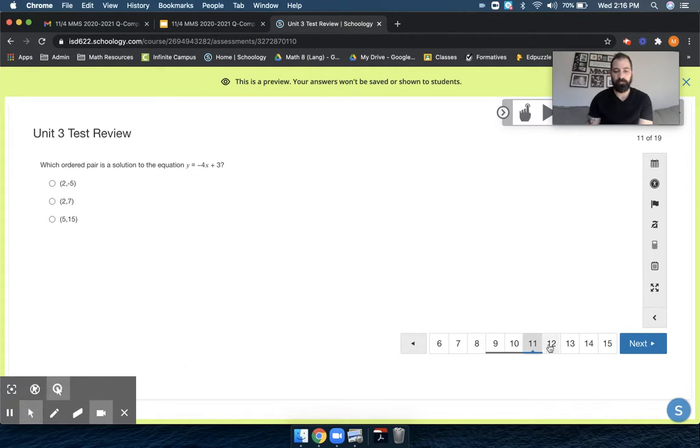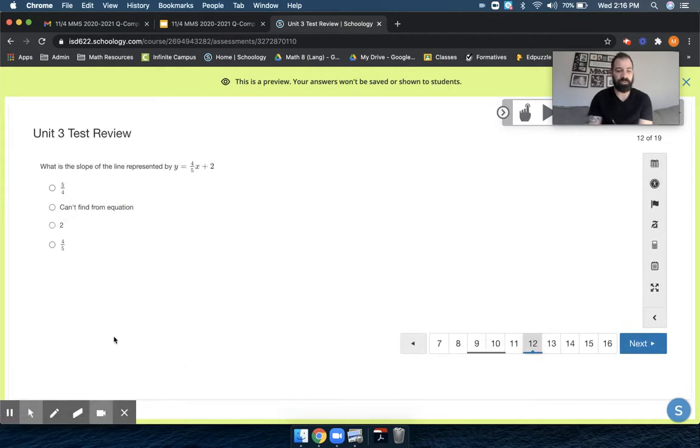Okay. Number 12. What's the slope? Well, slope is always represented by the number in front of the x. So what's in front of the x? Looks to me like 4/5. 5/4. Nope. 2 and 4/5. There's our answer.